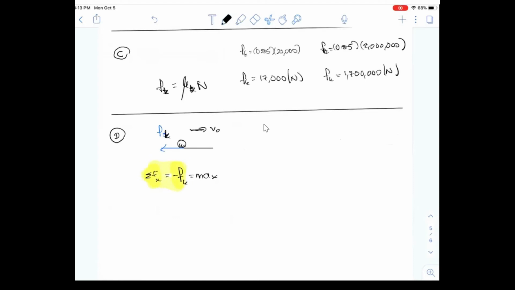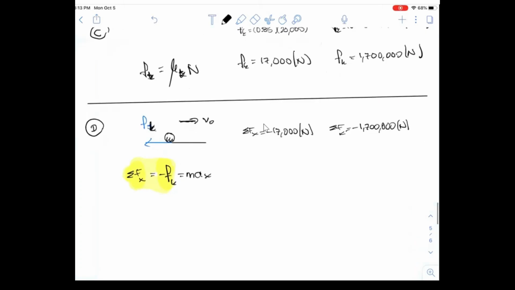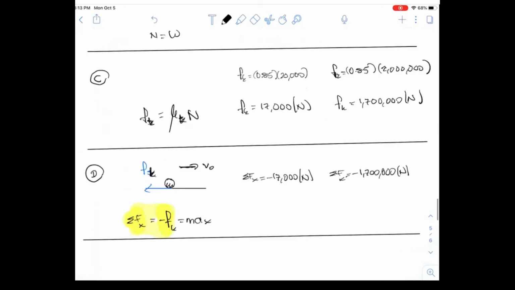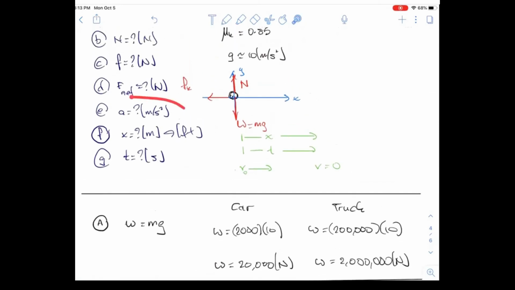All right, so the net force on the x direction is going to be, for the car, negative 17,000. And for the truck, it's going to be negative 1,700,000 newtons. Okay, so that's where we are. We're done with that. The next one is the acceleration. So this is what we need.